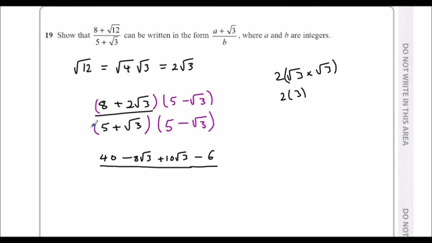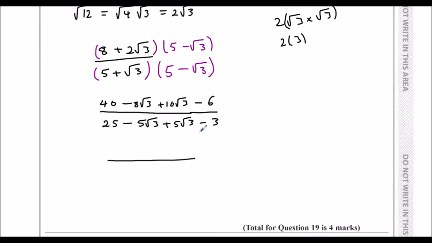Now the denominator, 5 5s are 25. Positive times negative is negative. 5 root 3s are 5 root 3. 5 root 3s are 5 root 3. And root 3 times minus root 3 will be minus 3.